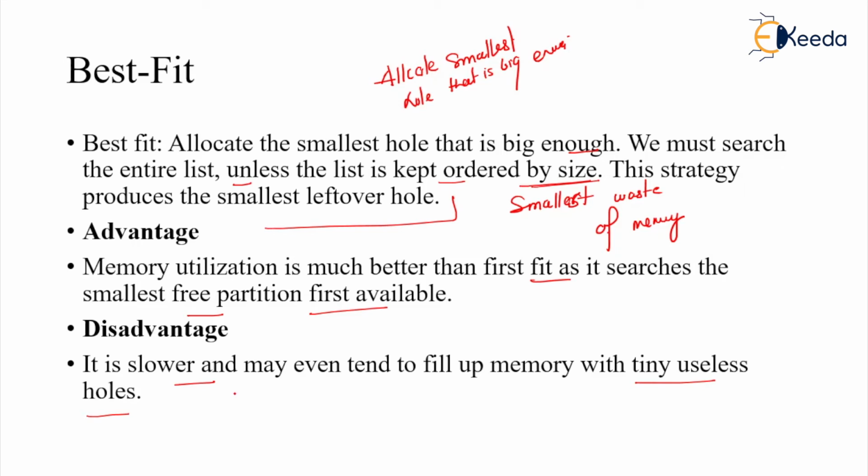Now in this case, if a hole comes here, suppose this memory is 295, and here there is another memory 296. So even though you're not wasting much of the space, a request of 290 will be best allocated here. In this case, the best fit will be 295 rather than 296. So it will also take care of the smallest tiny useless holes. That makes it very slow.